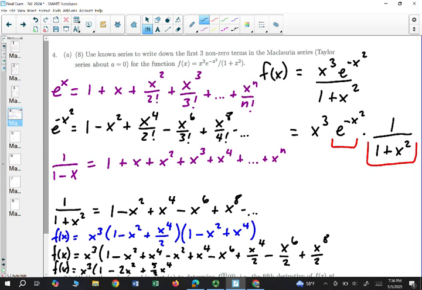We have x to the sixths. We have a minus x to the sixth and a minus 1/2 x to the sixth. Minus 1/2, so minus 3/2 x to the sixth. And then we have a 1/2 x to the eighth.